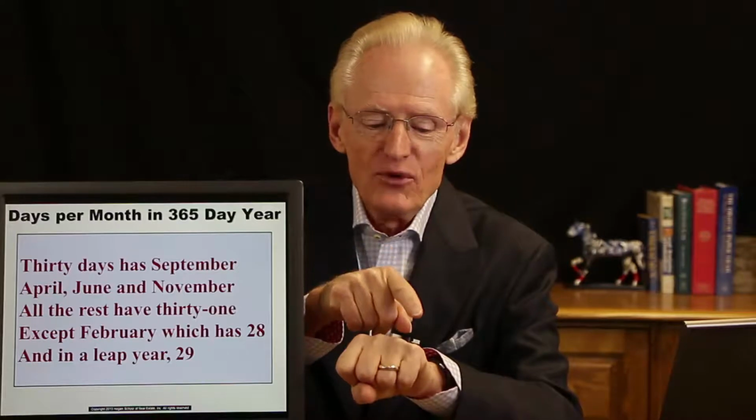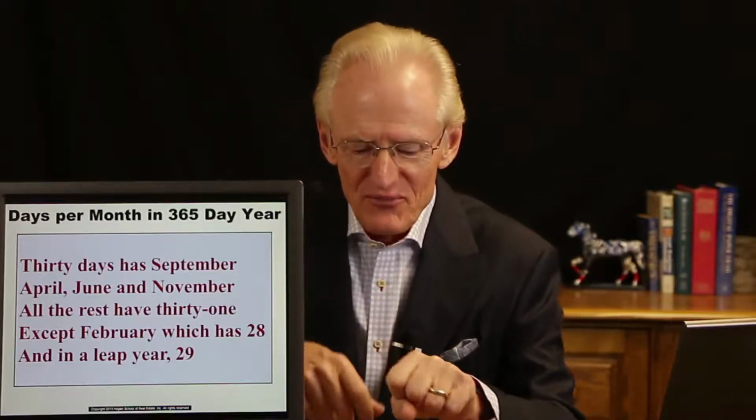June, I couldn't think of June. June 30, July 31, then stay on that one, August 31, September 30, October 31, November 30, December 31. There, I got through it. I wasn't sure I was going to be able to. So that's the knuckle rule. However you want to remember it.